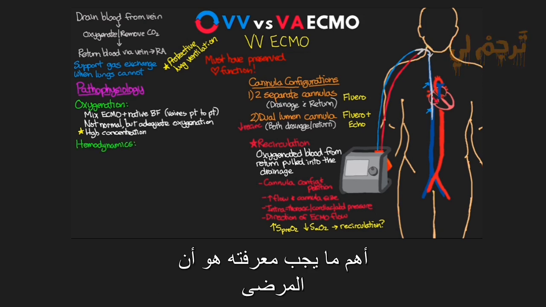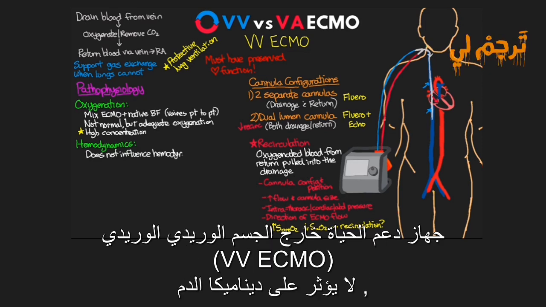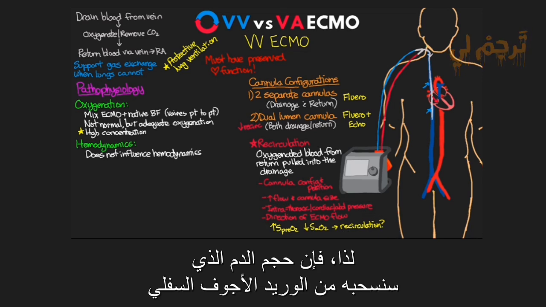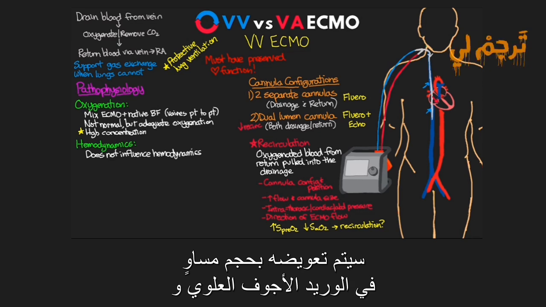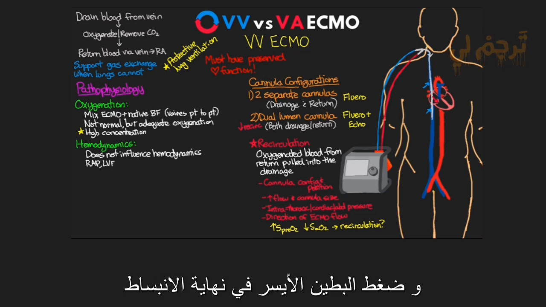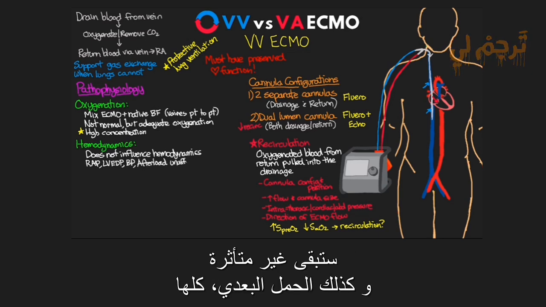Now, the most important thing to know here is that VV ECMO does not influence hemodynamics. So essentially the volume of blood that we're draining from the inferior vena cava is then going to be replaced in equal volume to the superior vena cava in the right atrium. And so as a result, our right atrial pressure, our left ventricular end diastolic pressure, our patient's blood pressure, as well as their afterload are all going to remain unaffected.